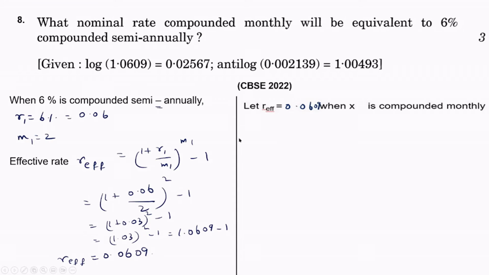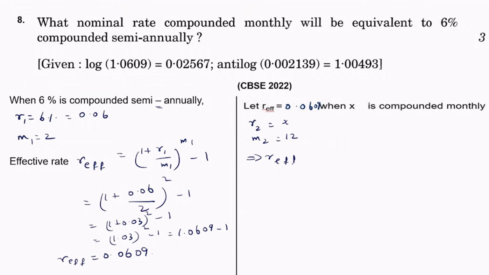And now let us take R effective equal to 0.0609 when x is compounded monthly. So here we have to find this x, the nominal rate compounded monthly that is equivalent to 6% compounded semi-annually. So when 6% is compounded semi-annually, we got the effective rate as 0.0609. So for this rate, let us take x% be compounded monthly. So in this case, we have R2 as x and M2 as 12, which is compounded monthly.